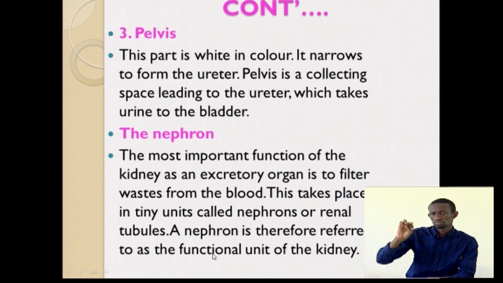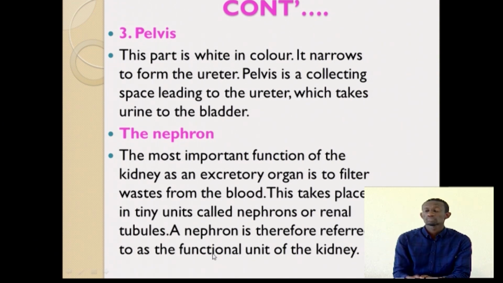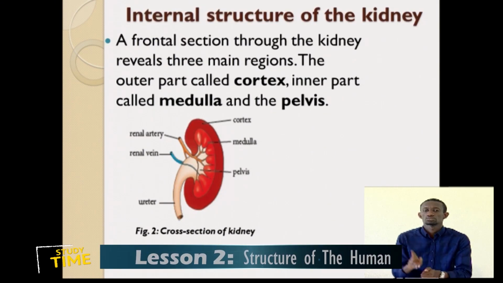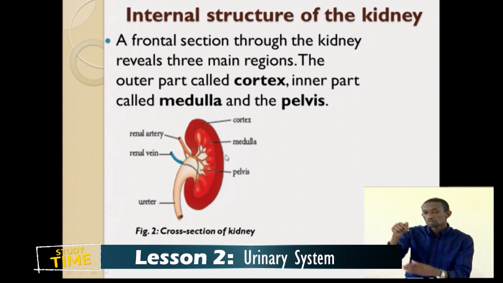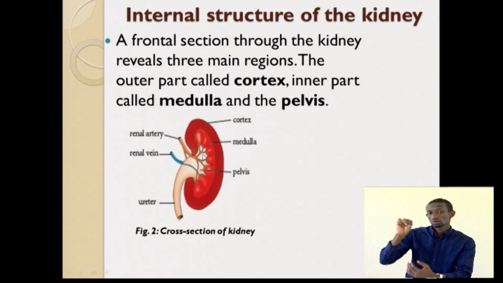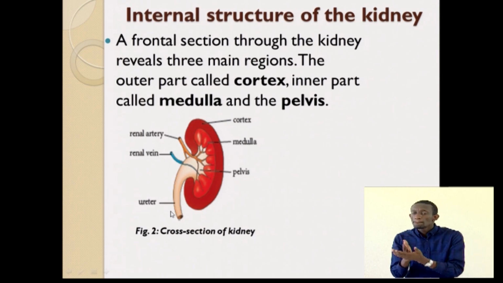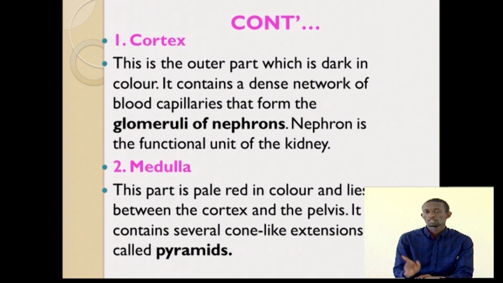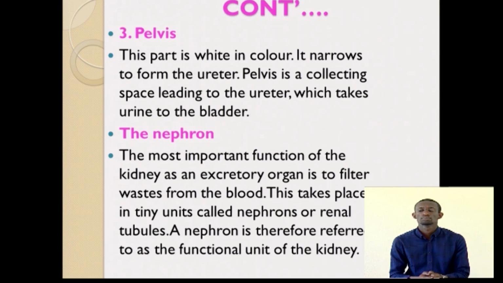We have another part which is called the pelvis. This is a part which is white in color, and it narrows into the ureter. The pelvis is a collecting space leading to the ureter. As you can go back and see in the structure, this is the external part, which is the cortex. We have the medulla, and we have the part connecting to the ureter, which is called the pelvis. The ureter is the one that conducts urine from the kidney to the urinary bladder.